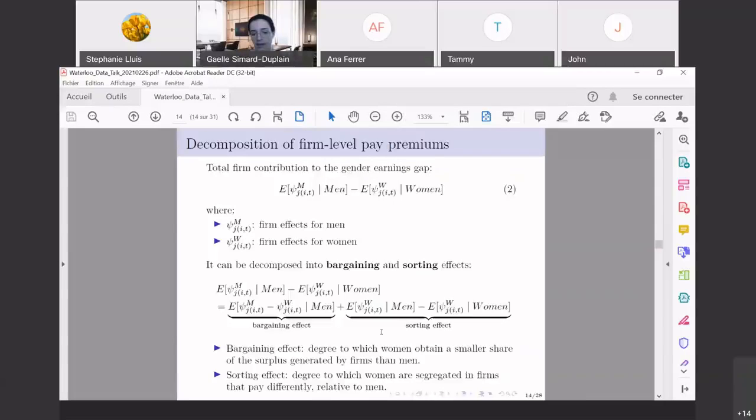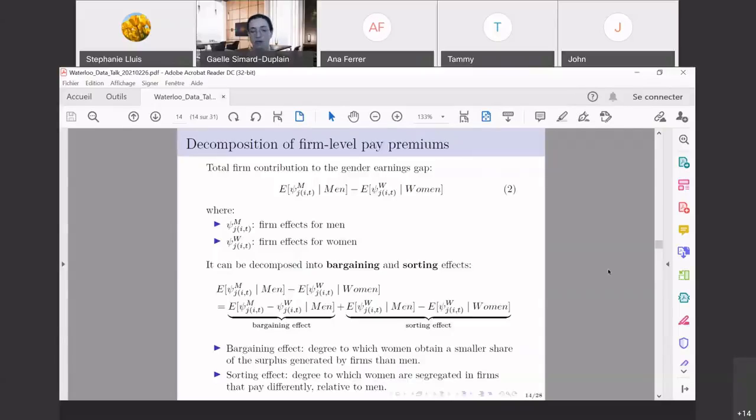And then the sorting effect is kind of the counterpart of that, right? It's going to capture the degree to which women and men are segregated into different firms, so firms that pay different premiums. We're going to calculate that by comparing the average value of the premium across the jobs that are held by men and women.